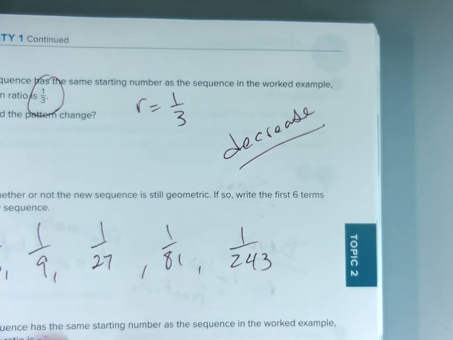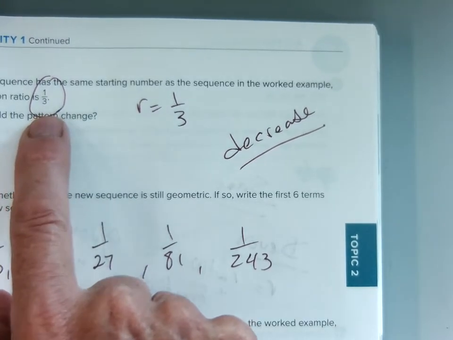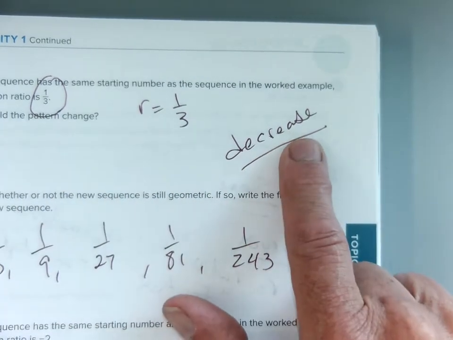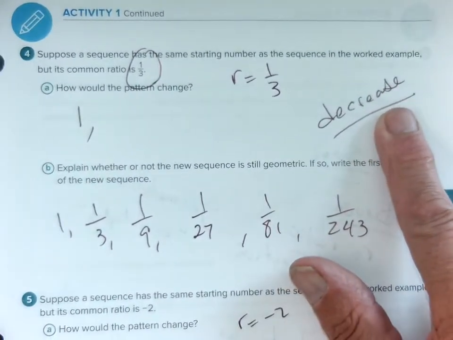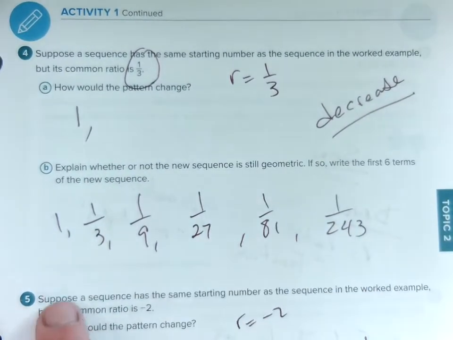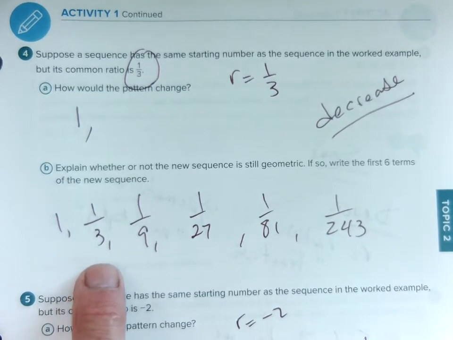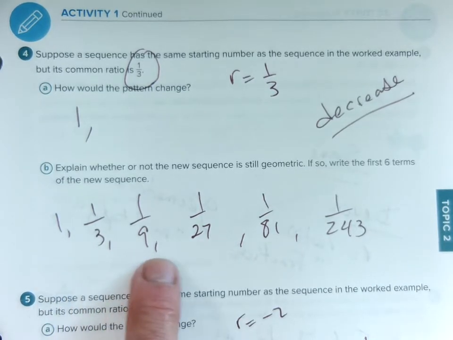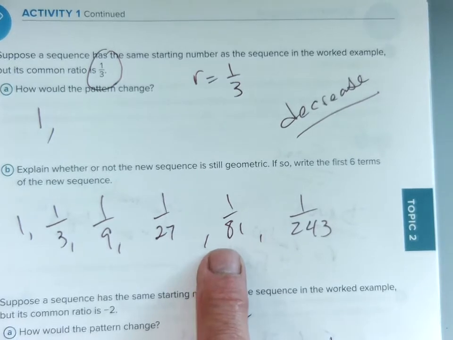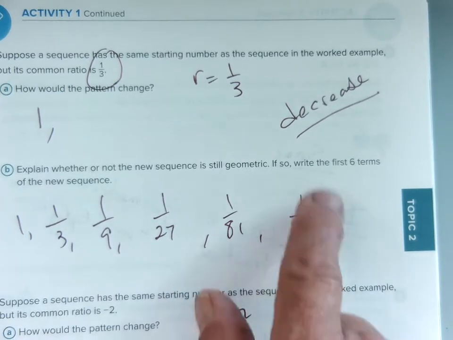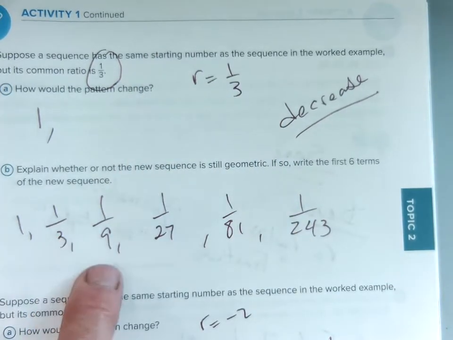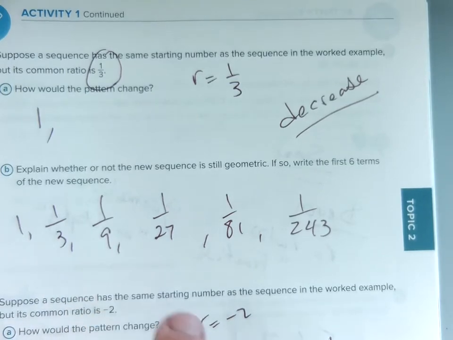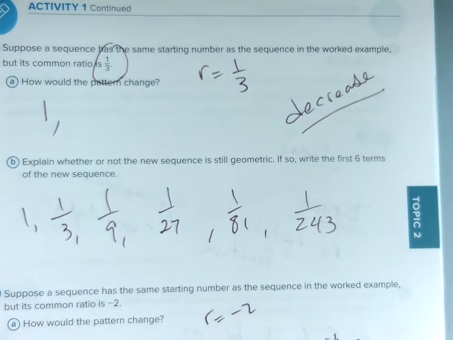Then we looked at page 81, and we said, okay, well, let's change the pattern again. Let's start at 1, but this time multiply by 1/3, which is going to make the function decrease. We start at 1, we multiply by 1/3, 1 times 1/3 is 1/3, multiply by 1/3, 1/9, 1/27, 1/81, and 1 over 243, because we're just multiplying by 1/3, multiply by 1/3, multiply by 1/3, and so forth and so on.